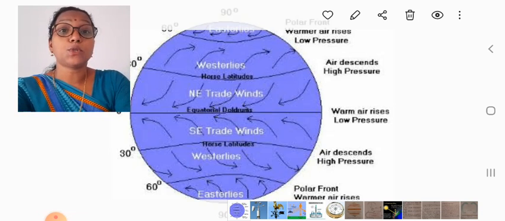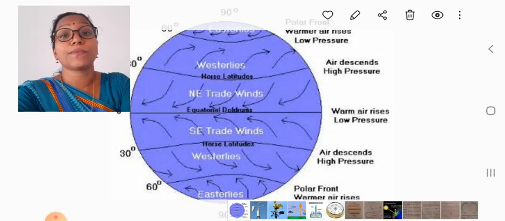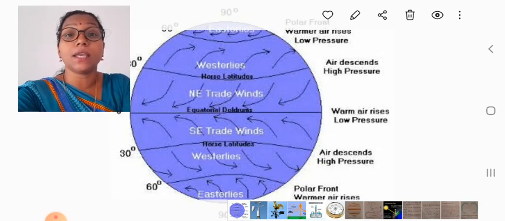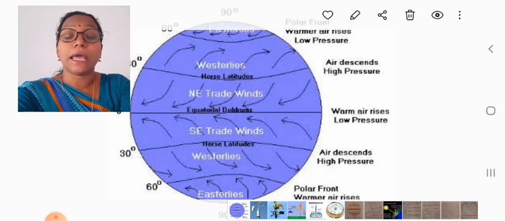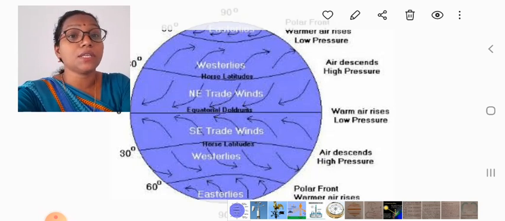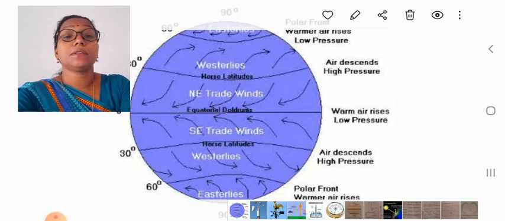From the subtropical high pressure belts to subpolar low pressure belts in both the hemispheres, from 30° north and south latitude to 60° north and south latitudes. The westerlies, they are warm winds. They are blowing from the subtropical warm regions to subpolar low pressure regions. So students, the westerlies, they are not as regular as the trade winds. Trade winds are regular winds.